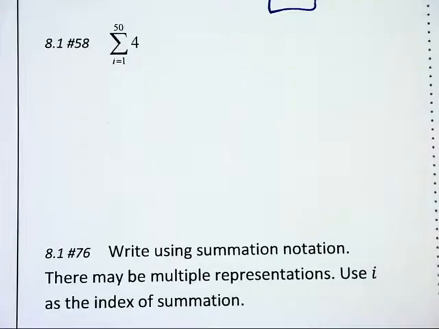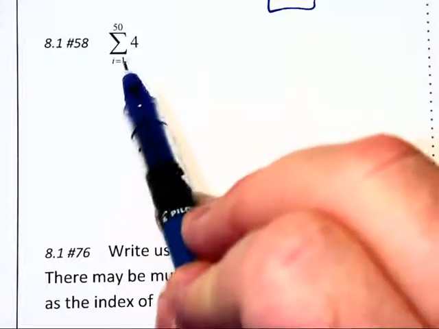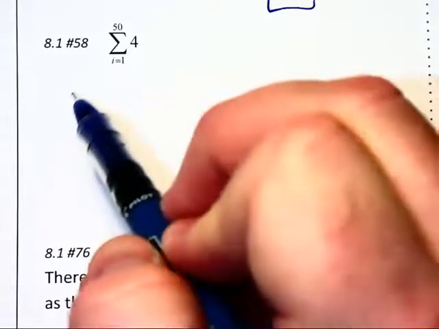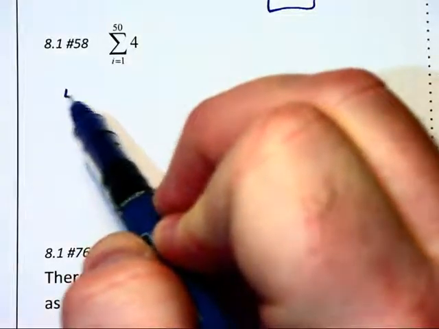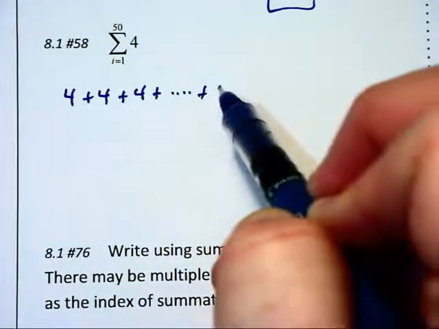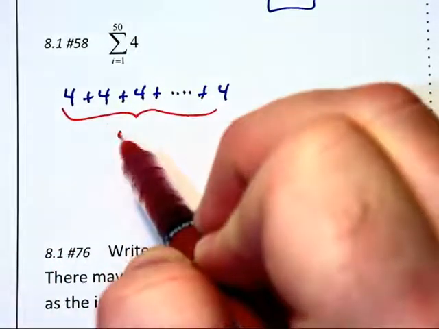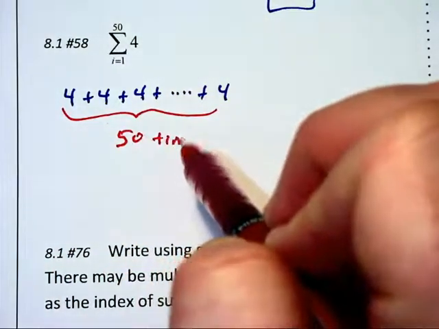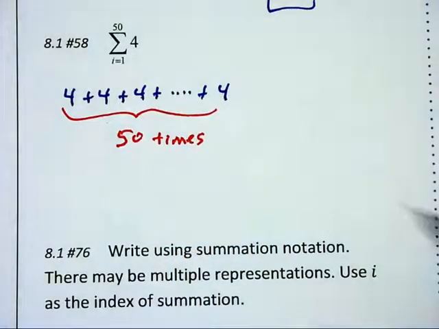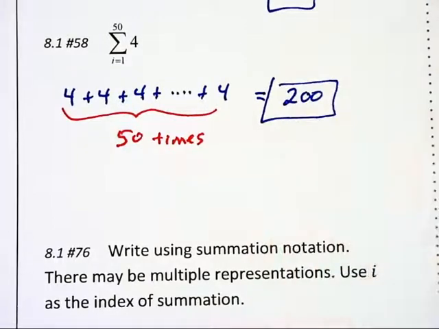In this next problem, we're asked to find the sum of 4 as i goes from 1 to 50. Basically, what we have here is 4 plus 4 plus 4 plus ... plus 4, and this is going to show up 50 times. So basically, we have 4 times 50, which is equal to 200.